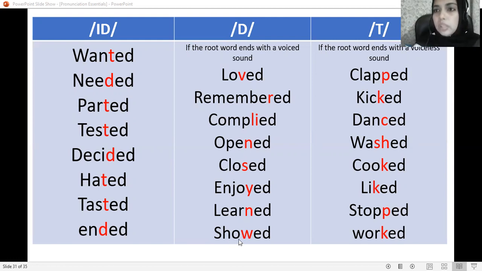People mispronounce showed as well, saying show-id. It's not show-id, it's showed, showed. So once again, loved, remembered, complied, opened, closed, enjoyed, learned, showed, wanted, needed, parted, tested, decided, hated, tasted, ended, loved, remembered, complied, opened, closed, enjoyed, learned, and showed.